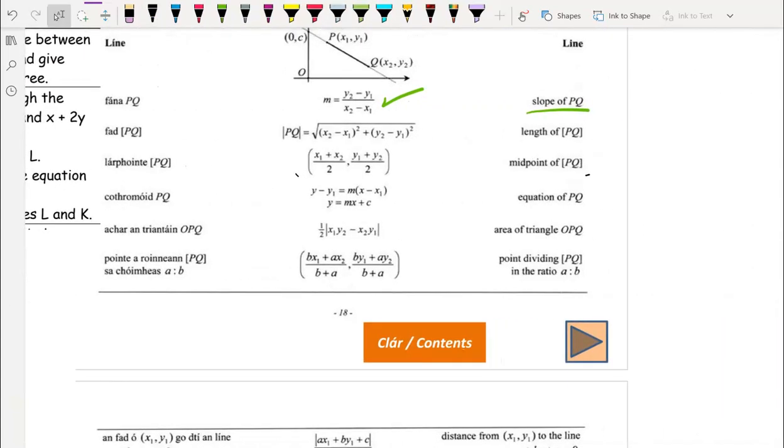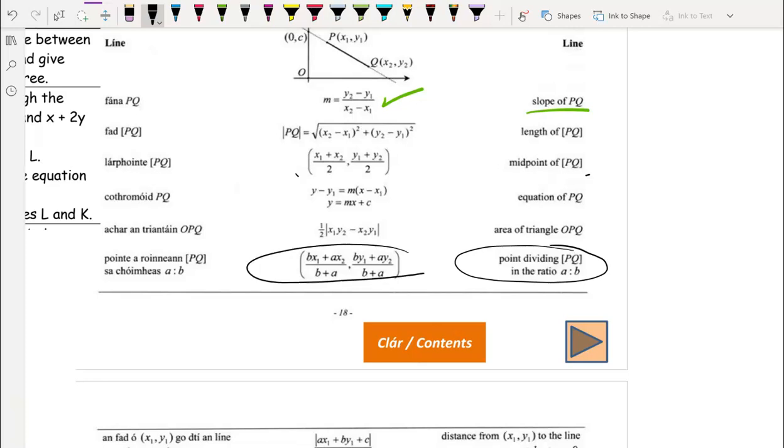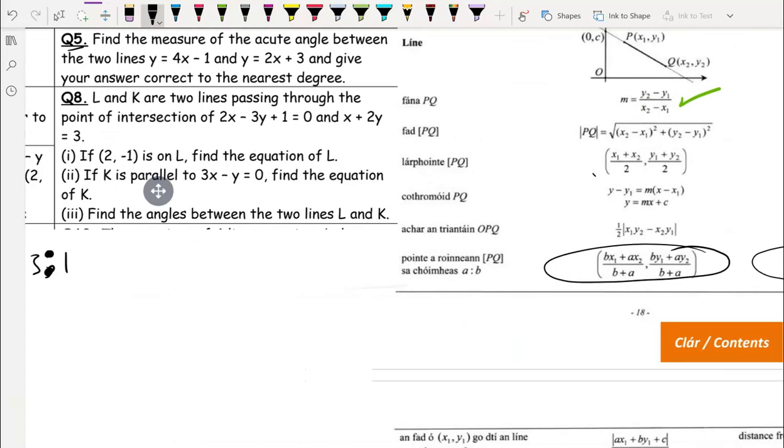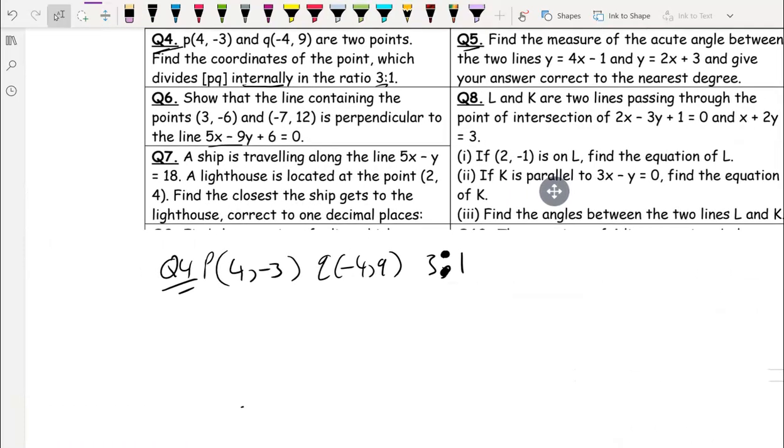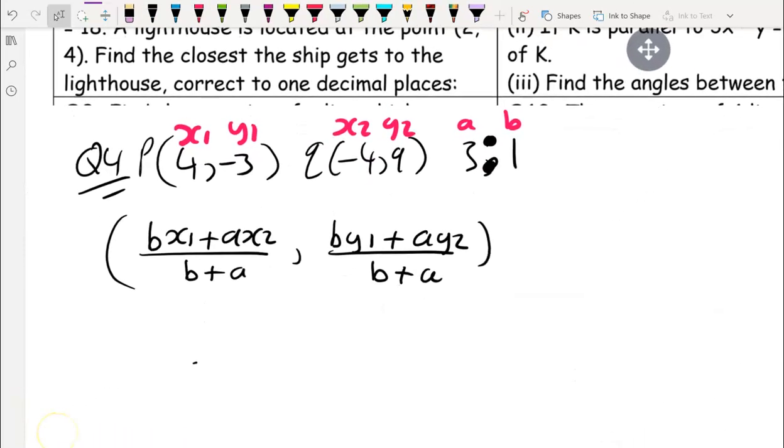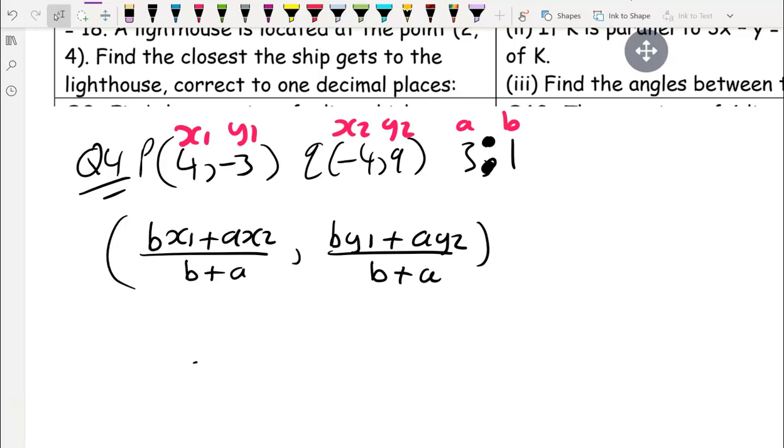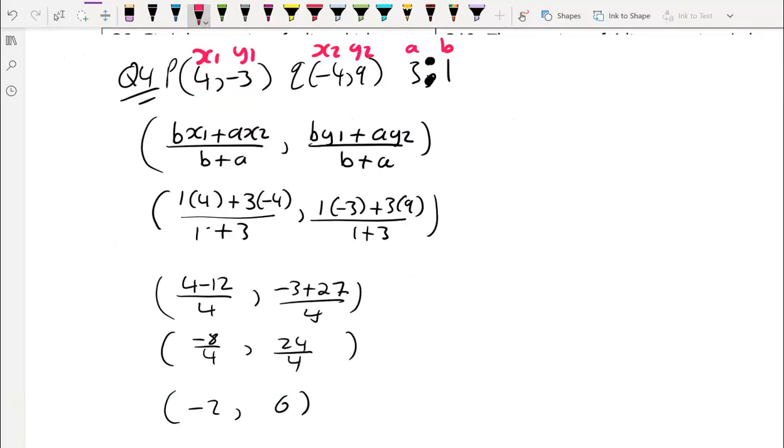We go to page 18. We see a point dividing that line PQ in a ratio a is to b is given by this formula. We're going to label our points, write down our formula and sub in. Points are labelled and we're ready to sub in. Fill in your coordinates and simplify, and we should end up with the point (-2, 6).